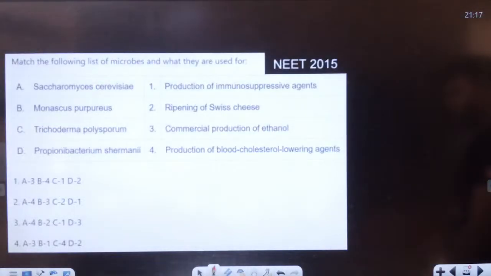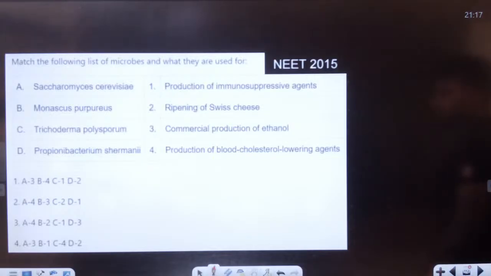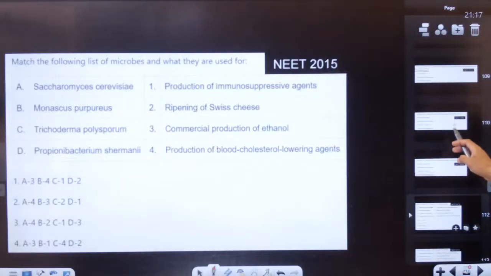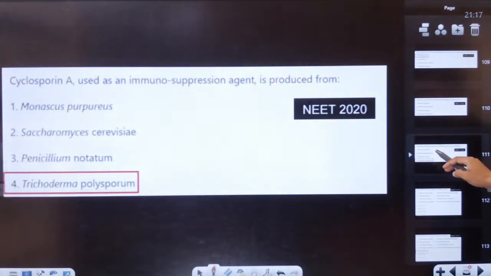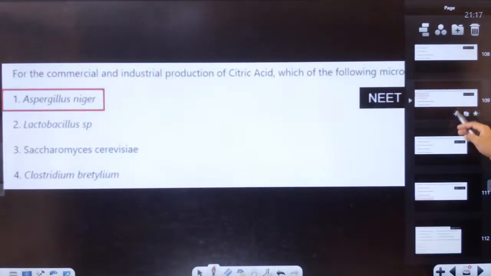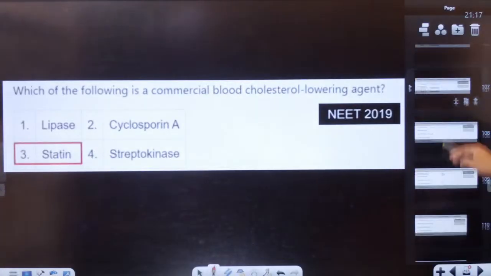Solve this question, students. Take your time. Saccharomyces cerevisiae is used for ethanol making. Monascus purpureus, I told you, gives statins. We learned it here only.